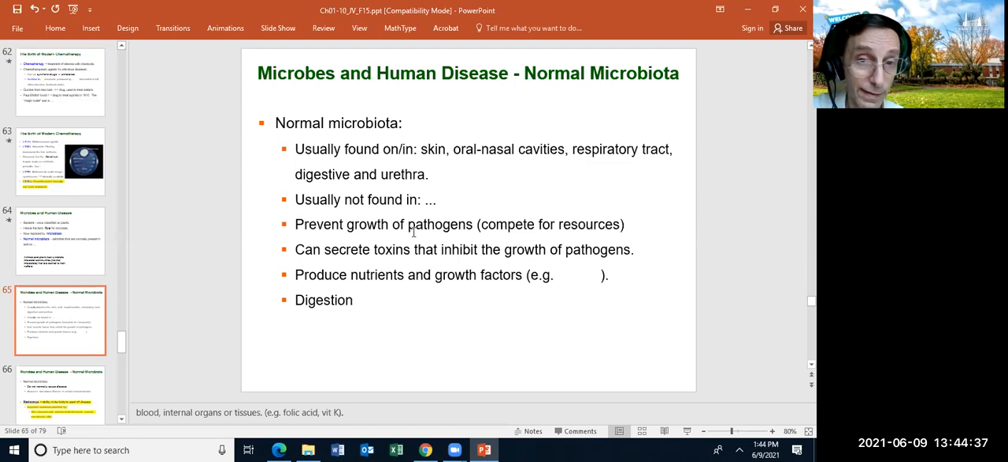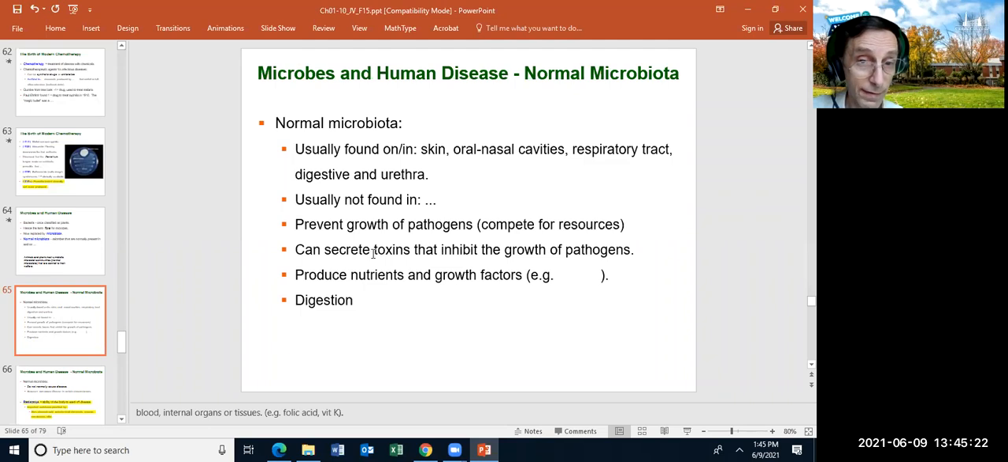And that's one of the reasons why you usually need a large number of pathogens before you'll come down with the disease. Even salmonella, you need something like 500 cells before you'll come down with salmonella. And it's because of the normal microbiota preventing the growth of the pathogen. Some normal microbiota can actually secrete toxins that inhibit the growth of pathogens. And we'll talk a little bit more about that later in the term.